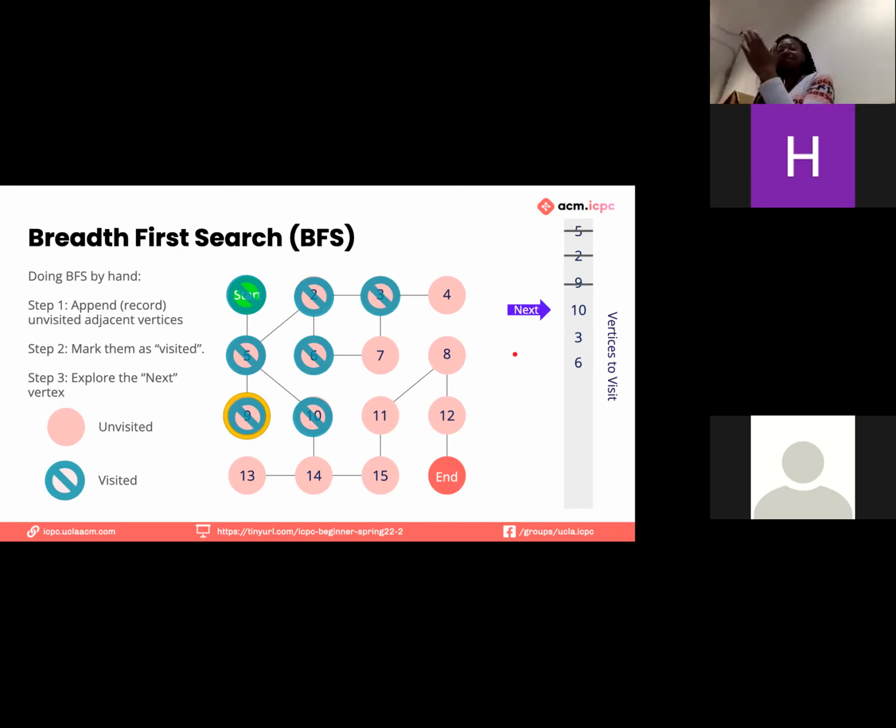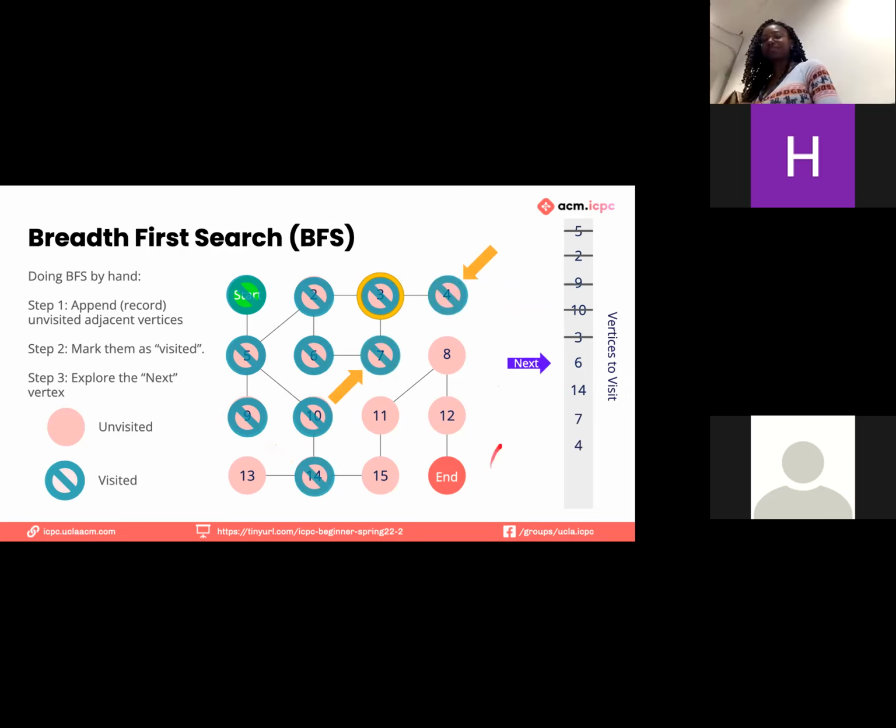Okay, cool. So 9 has no adjacent vertices, so we can move on to 10, which has 14. We put that in our list. And then we move on to check what's adjacent to 3, which would be 4 and 7. And theoretically, we would continue to do this until we explored the entire graph.